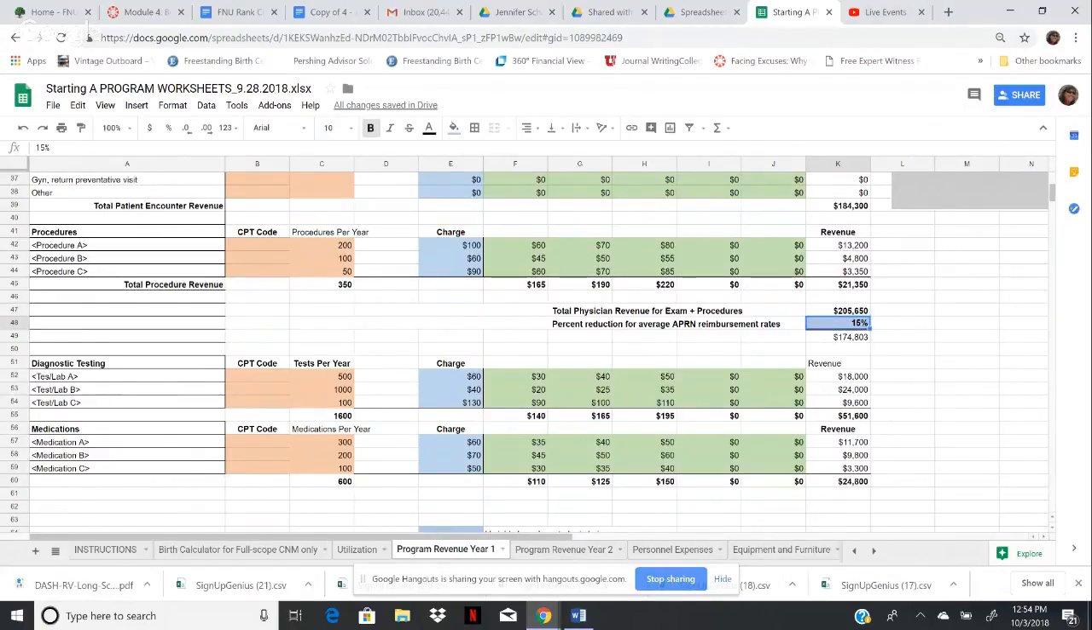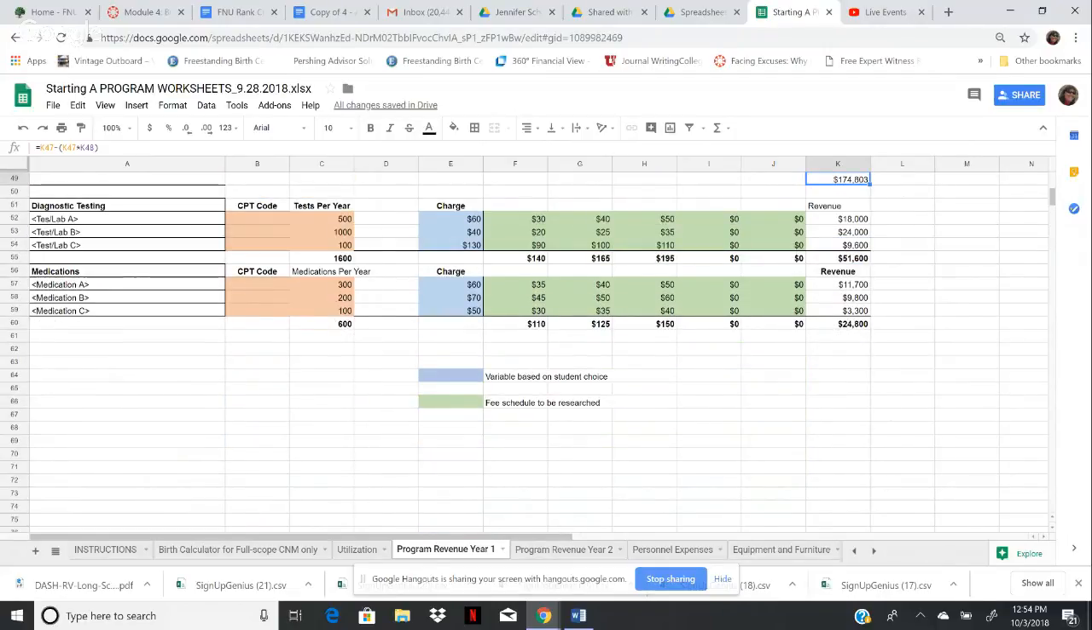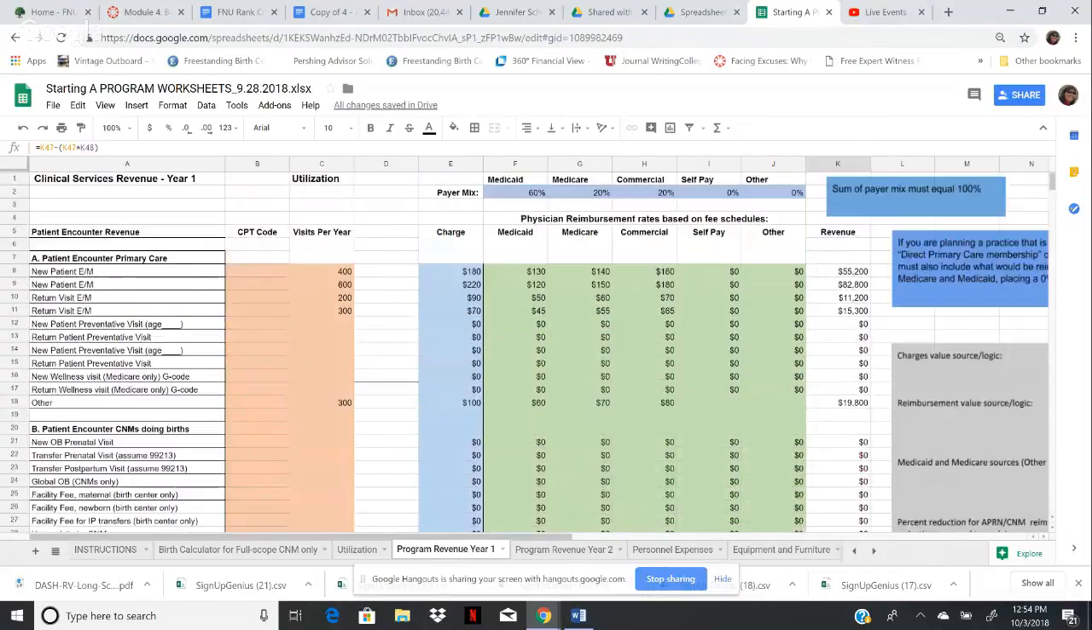And then you will need to do some research about your individual state because some states have a percent reduction for APRN reimbursement. Oftentimes it's around 80, 85% that APRN will get paid compared to a physician. So let's say it was 85%, then the reduction would be 15%, and that's what you would put in this cell right here that then subtracts that from your total. You'll also be getting a total for your diagnostic testing and your revenue.